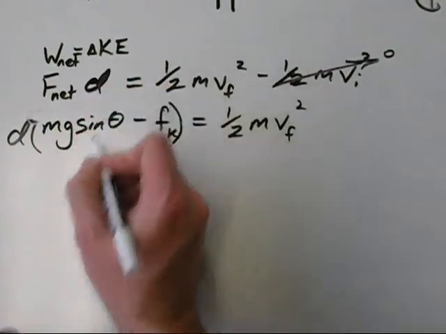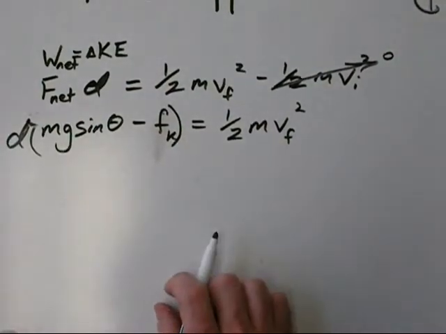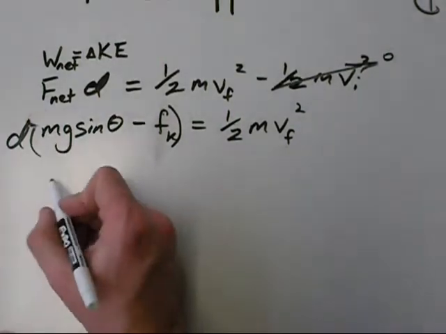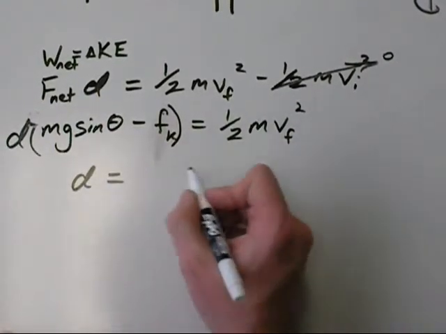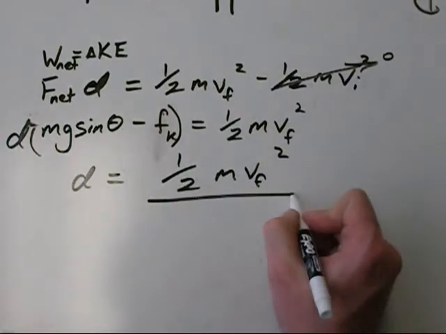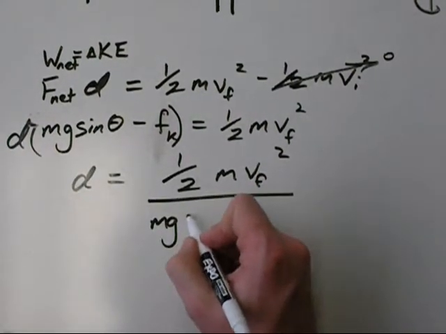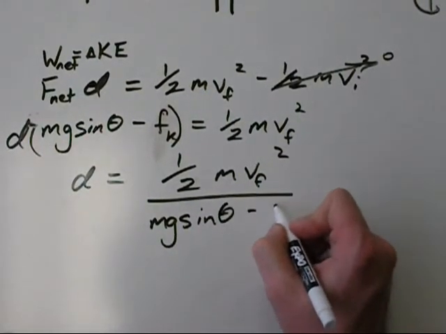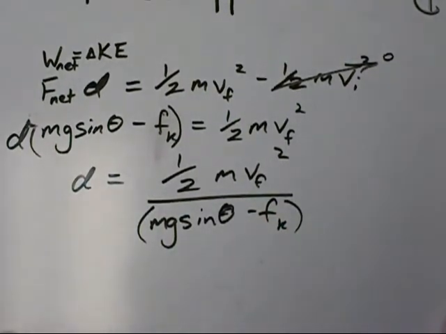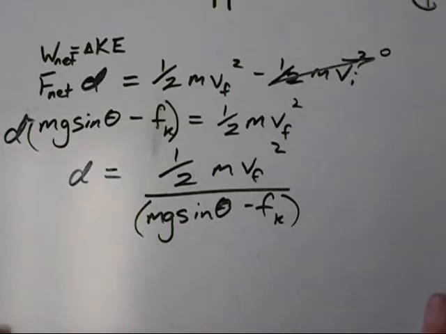Okay, so now that you have this, we're trying to solve for how long the driveway is. So D equals, let's divide 1/2 mvf squared divided by mg sine theta minus fk. Now you have all the information that you need to solve this puzzle.